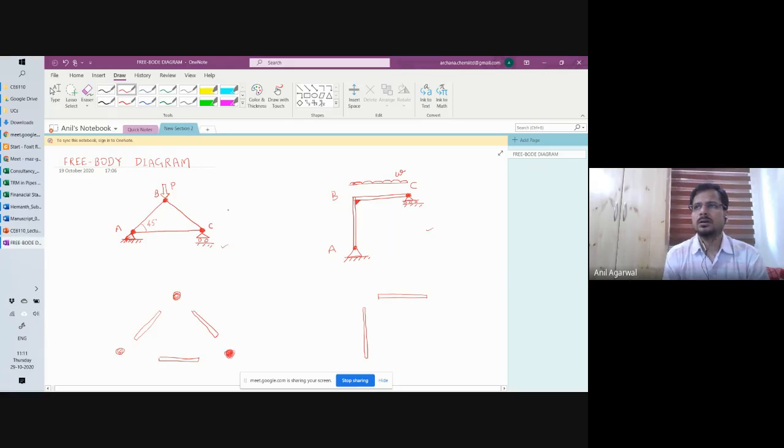So first we will start with the determinacy calculation, right? In the lecture notes I have shared with you, whatever method you are used to using for trusses, you can continue to use that. I tend to use this method where I take b plus r minus 2j. It is an expression that just helps me do it quickly. Otherwise, you can just count the number of equations and number of unknowns directly.